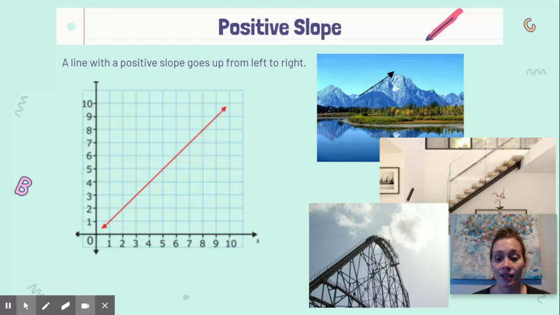If you ever get a negative slope and your line's going up, you need to go back and check. You probably did it backwards. Slope is always positive when the line is going up. If you get a negative number, it's not right.